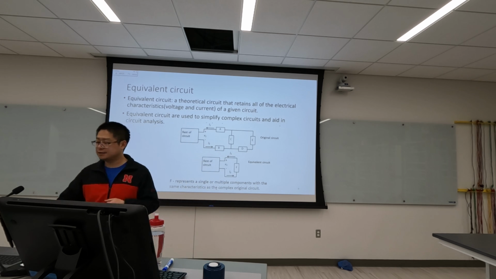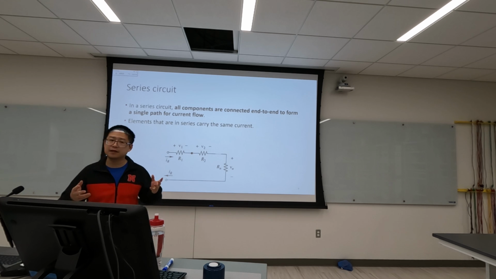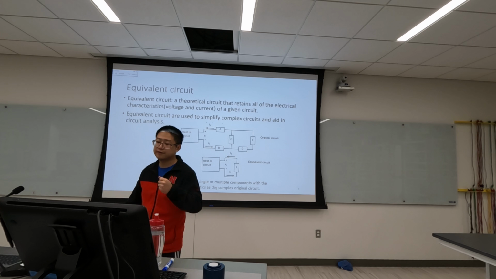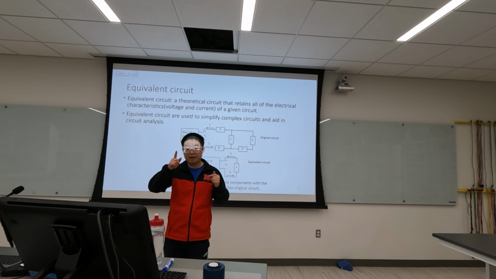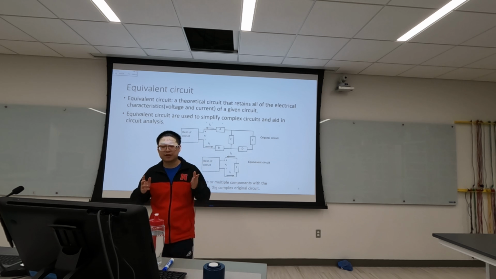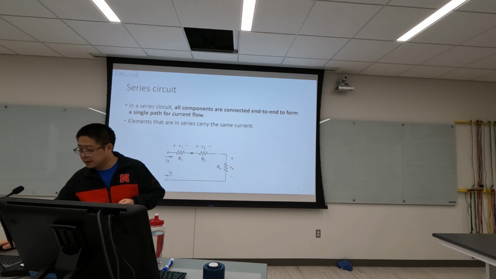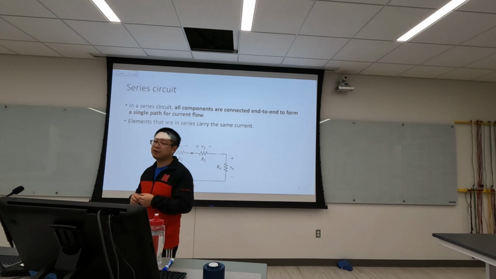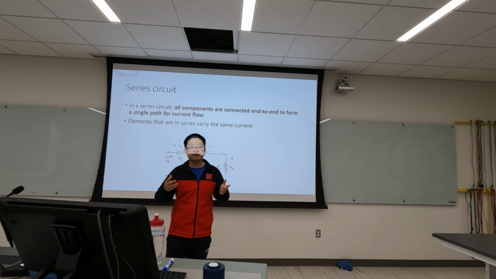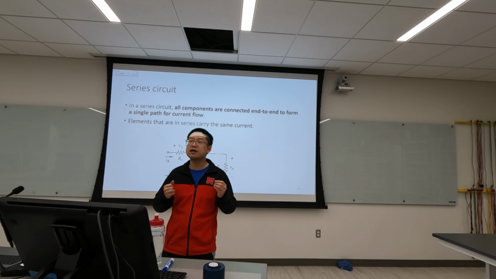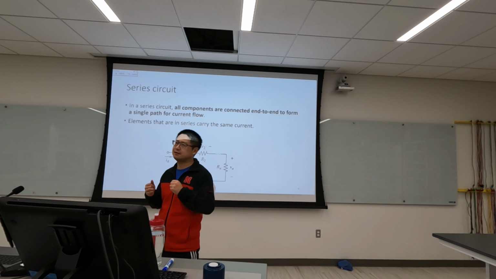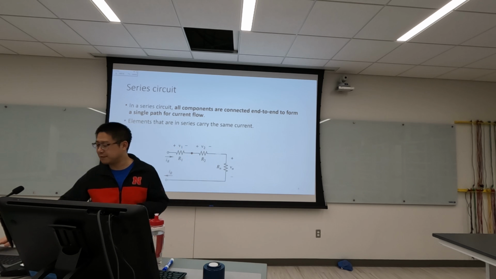So the next question is, if the resistance of A, B, C, D, E are given, how can we calculate the resistance of F so that these two circuits are equivalent? Let's take a look at the equivalent circuit for series circuit first. So in series circuit, all the components are connected end to end to form a single path for the current. So in series circuit, the current is the same.